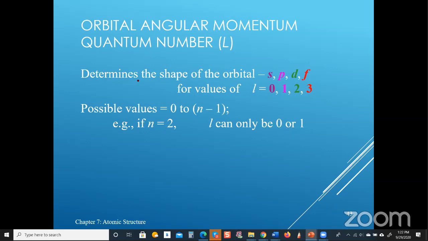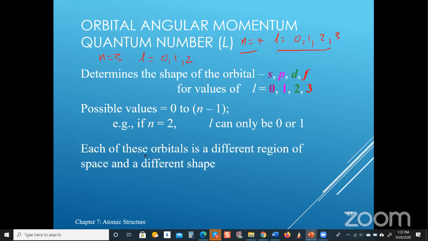Let me do another example up here. If n is equal to 3, then the possible values of L would be 0, 1, and 2, all right? If n is equal to 4, then L would be equal to 0, 1, 2, and 3, all right? So those are the possible values of L based on the value of n.